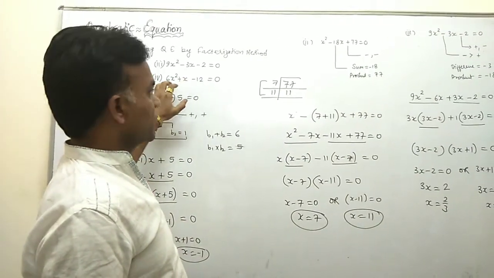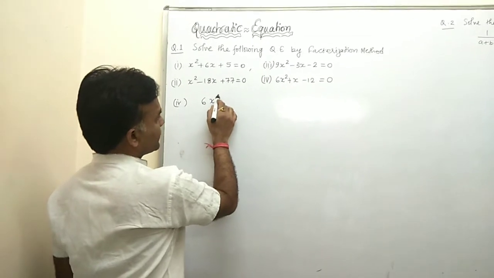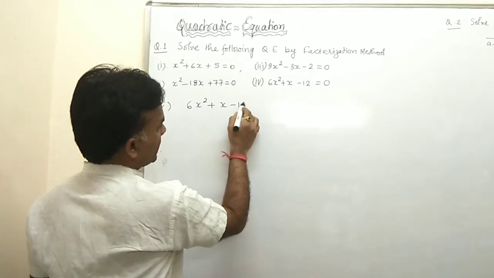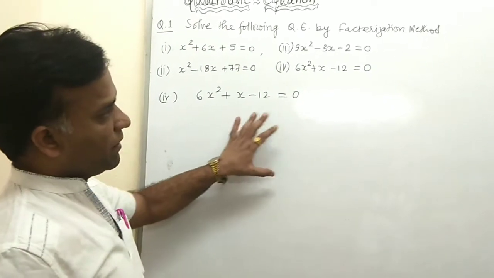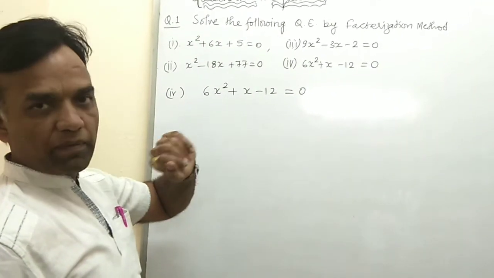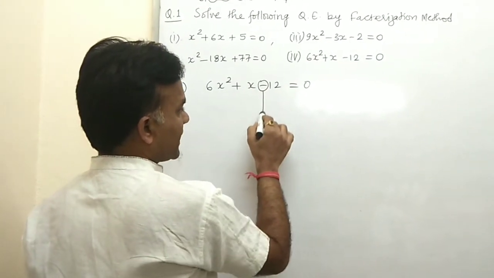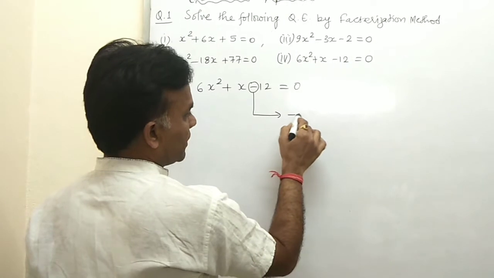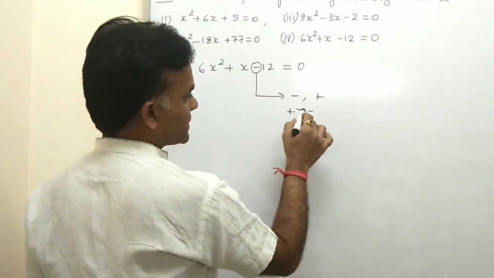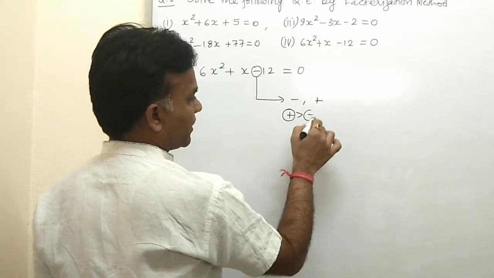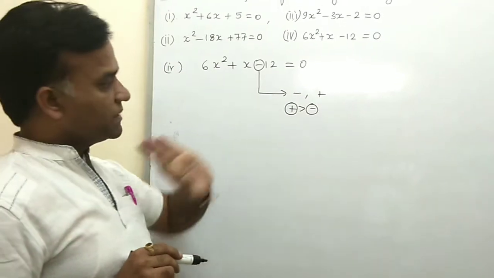Now question 4. Fourth example, 6x square plus x minus 12 equal to 0. Now the second case, because the first was plus plus and minus minus, the second question has plus minus and minus plus. Again we have the constant term negative, again we have two factors, minus and plus, and now the plus sign is greater than the minus here, because by the nature of the numbers you take the greater number as positive and the smaller one as negative.